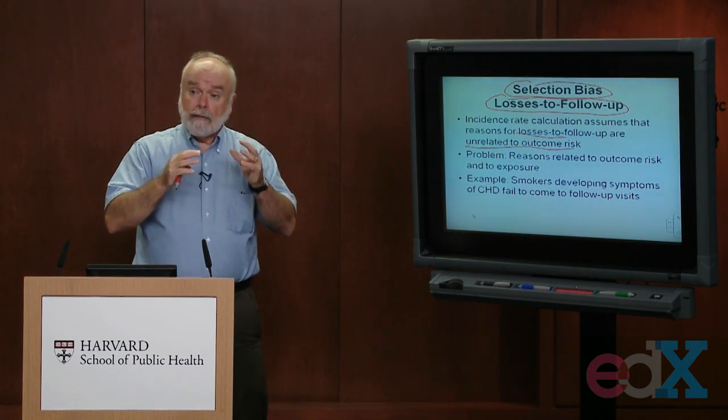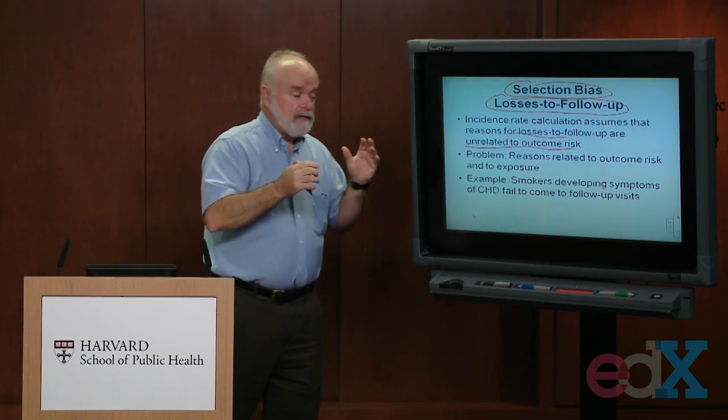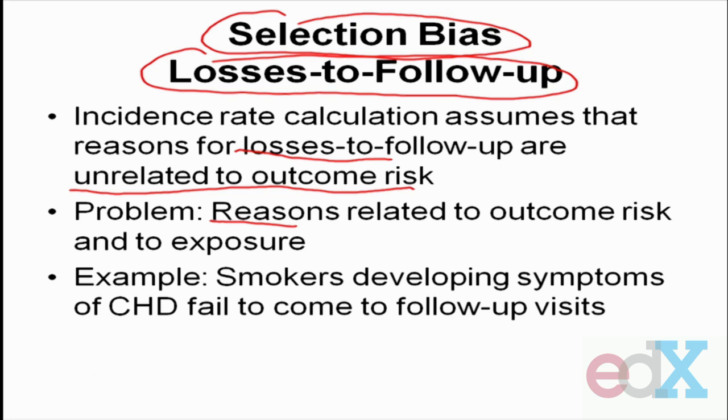So the problem with losses to follow-up happens if the reason for being lost is related to the exposure. If the sickest people are leaving Framingham or the least sick people are leaving Framingham. So for example, if the smokers in your study start developing symptoms of coronary heart disease and they change their life, and one of the things they do, they move to another region of the country to seek care from a specialist in that country, they are now losses to follow-up.